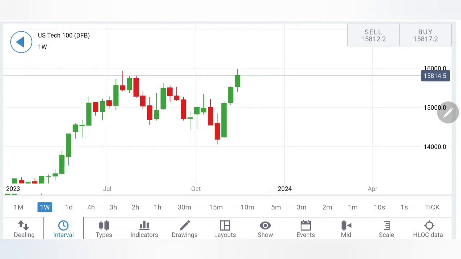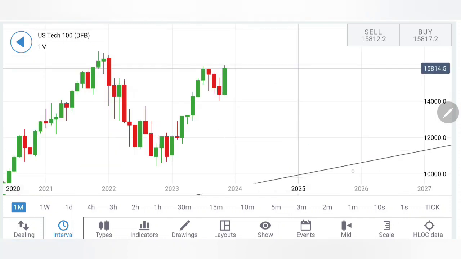Else, again, below 15,500, there is very good support as long as the 15,200 and 15,000 levels are respected. Now, let's also have a look at the monthly charts. See, on the monthly charts, it has formed a good consolidation base here.